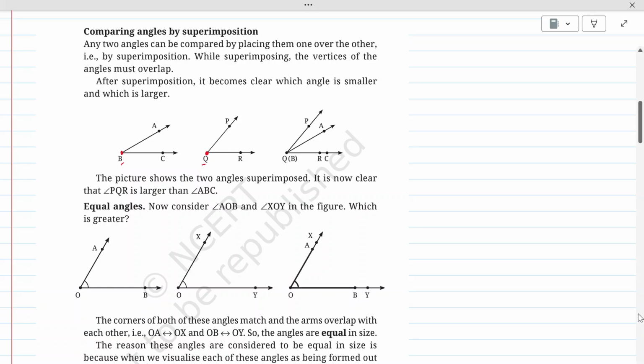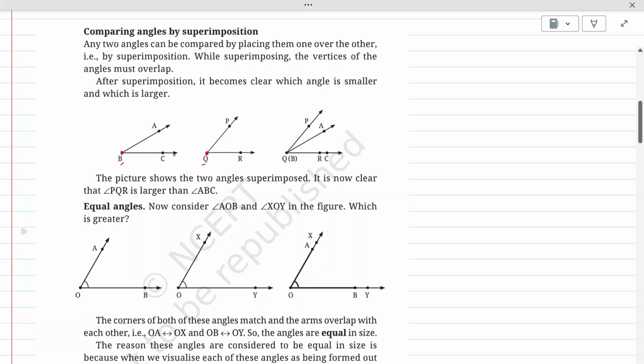Okay, so now what we have here is angle B and Q at the same point, the vertices are coinciding. In the same figure we have drawn angle ABC and angle PQR, such that the lower arms, BC and QR, are also coinciding, they lie on one another in this figure.